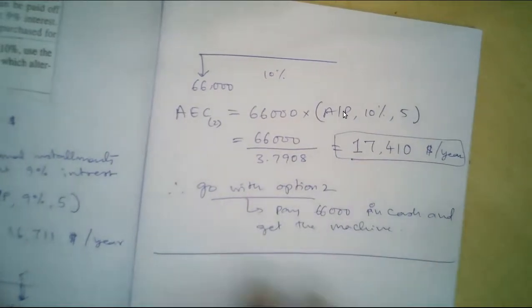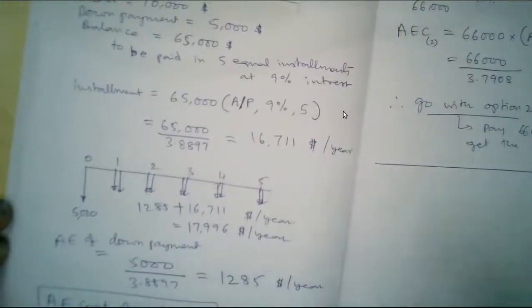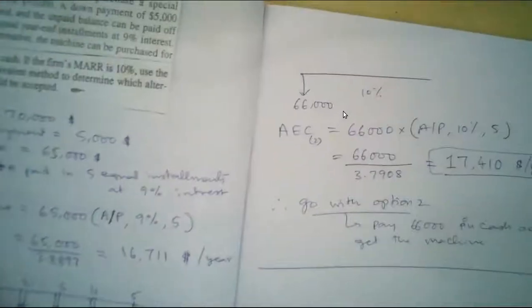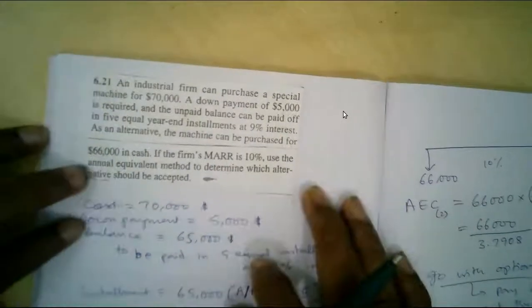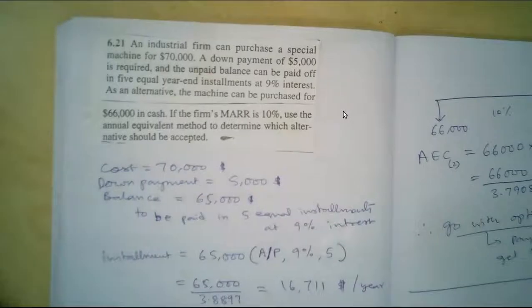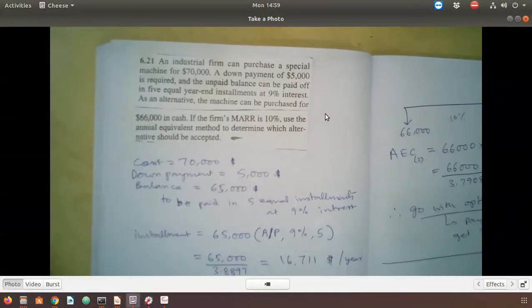So this is the concept. This is how we use the annual equivalence cost to decide which alternative to take. So this is example 6.21. Okay, see you in the next video.